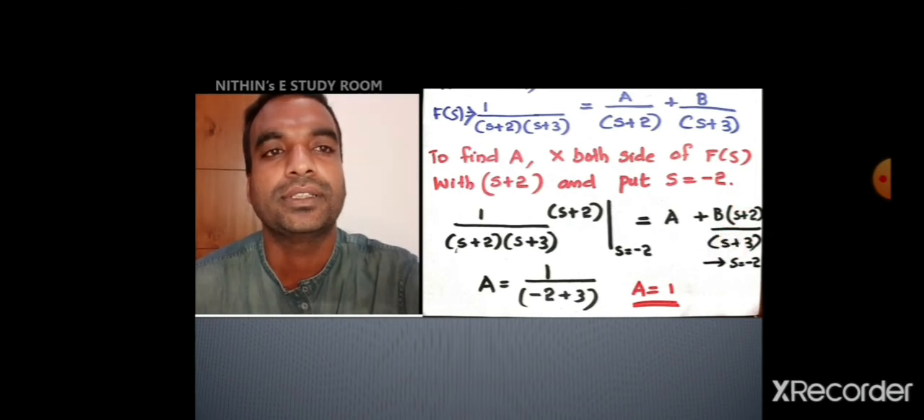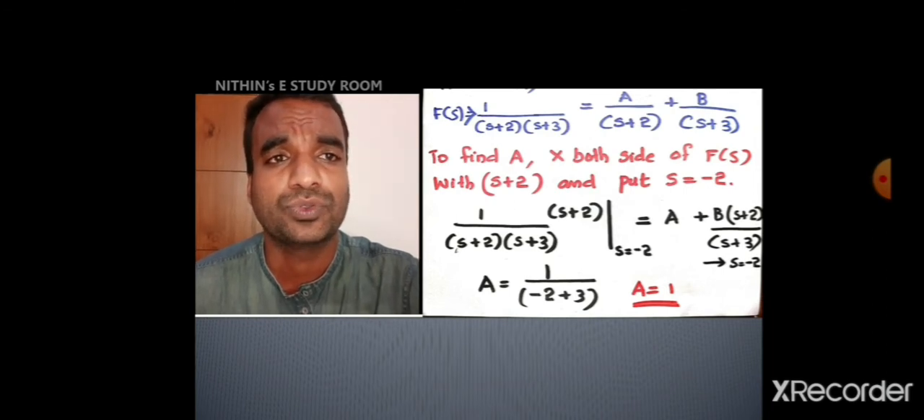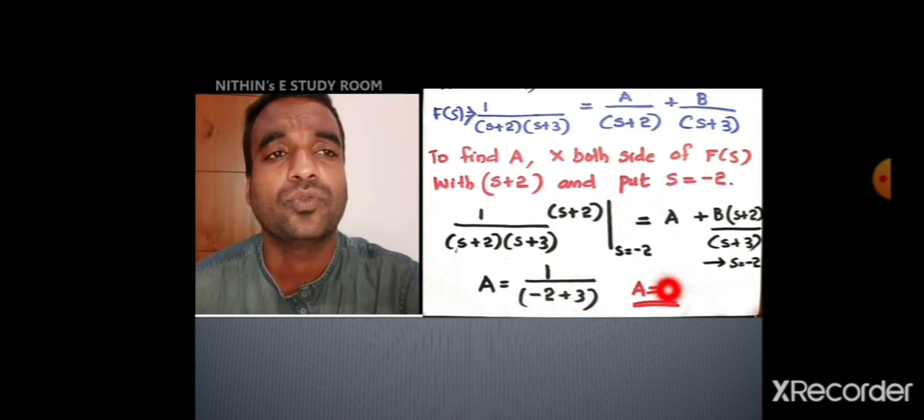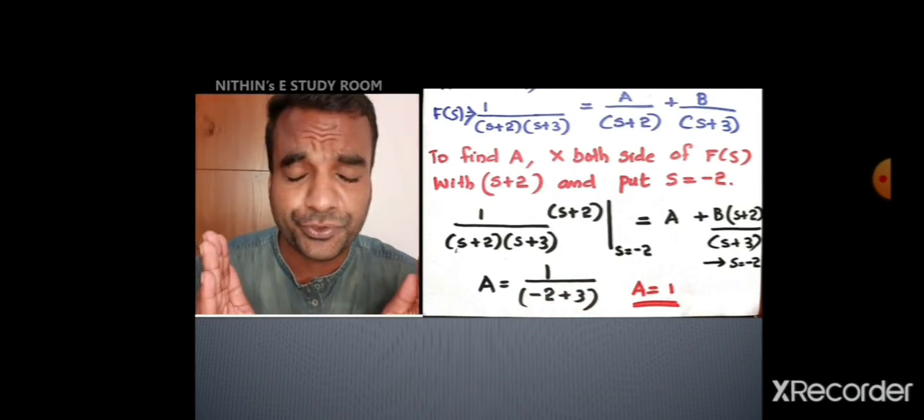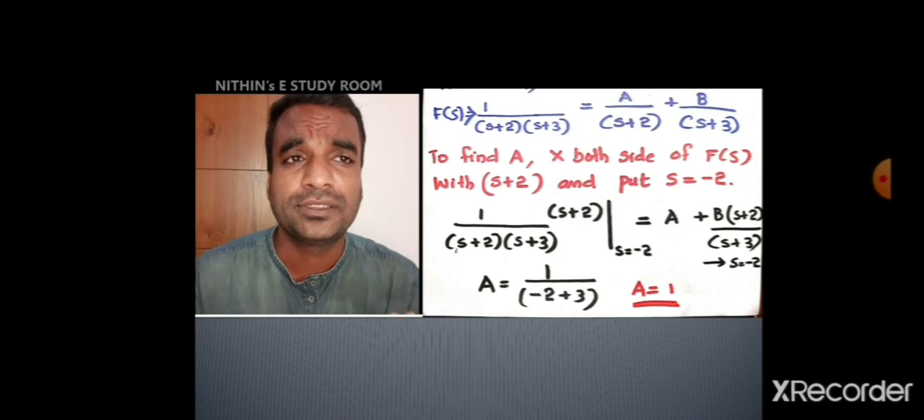So the equation is, a is equal to, what happened here, s plus 2 and s plus 2 will get cancelled. So 1 by s plus 3, and put s is equal to minus 2. So 1 by minus 2 plus 3. So a is equal to 1. So you should be very clear about this.